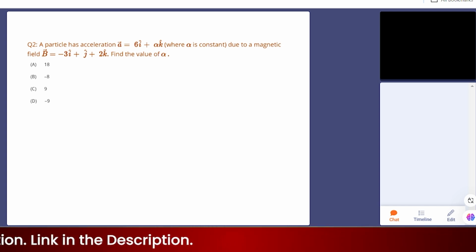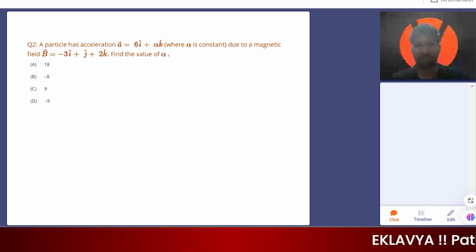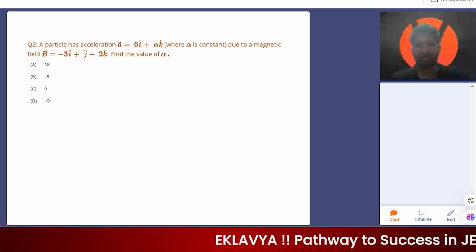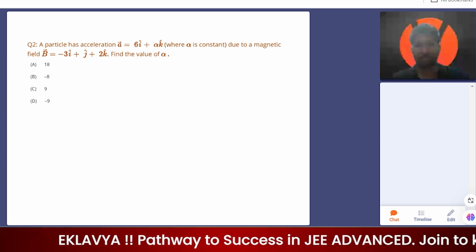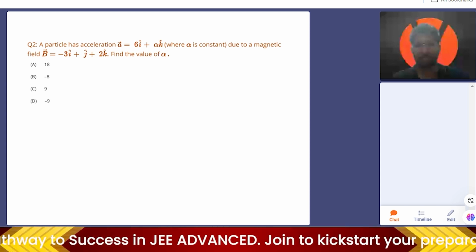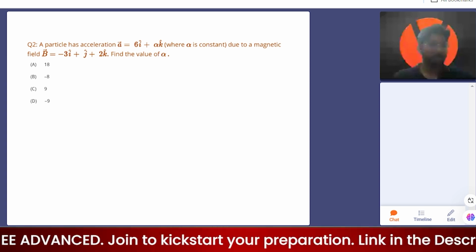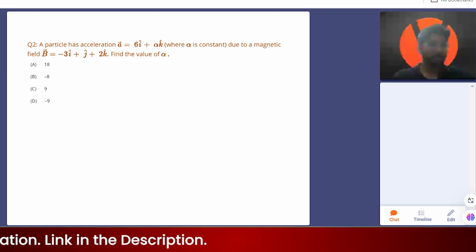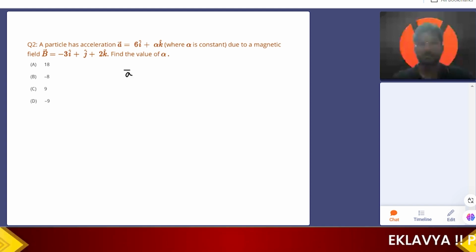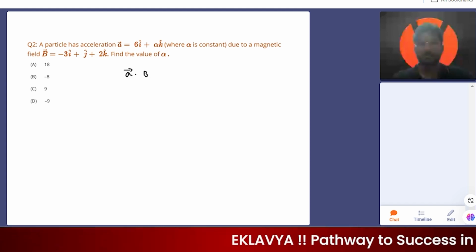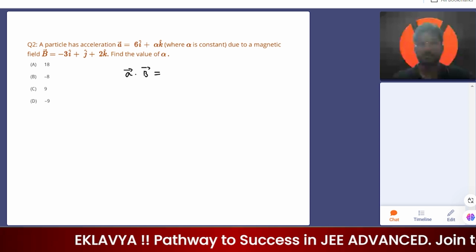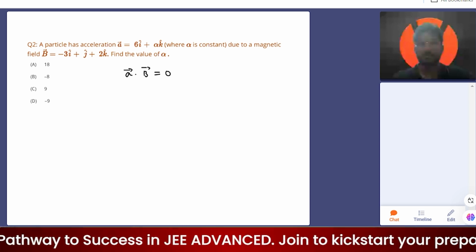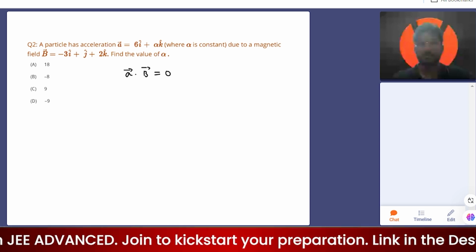A particle has acceleration given, and a magnetic field is available, and they are asking us to find the value of alpha. Now, whenever a charged particle enters a magnetic field, it will have an acceleration in such a way that the particle will go in a circular track. Therefore, the acceleration will be centripetal in nature, while the field is perpendicular to that centripetal acceleration. That means we can say the dot product of this acceleration and field vector must be 0, because these both are perpendicular to each other.